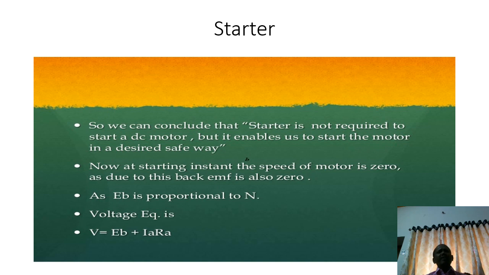Suppose we are giving direct supply to this machine. Sometimes it will be damaged due to the high current. For protecting the machine parts and avoiding the damage, we are connecting starters. So the starter is a protective device. For that purpose, we are connecting external resistance in series with the armature winding in the case of shunt motors and compound motors.